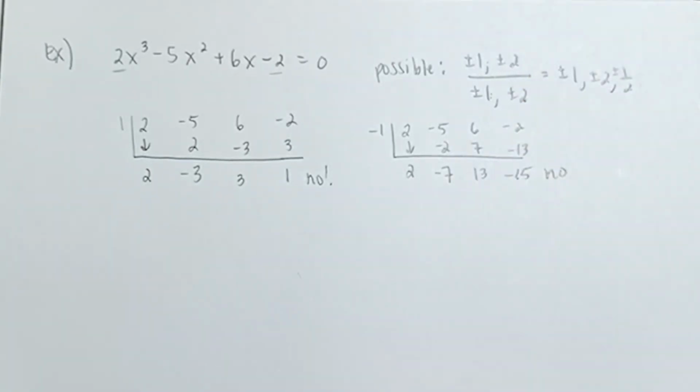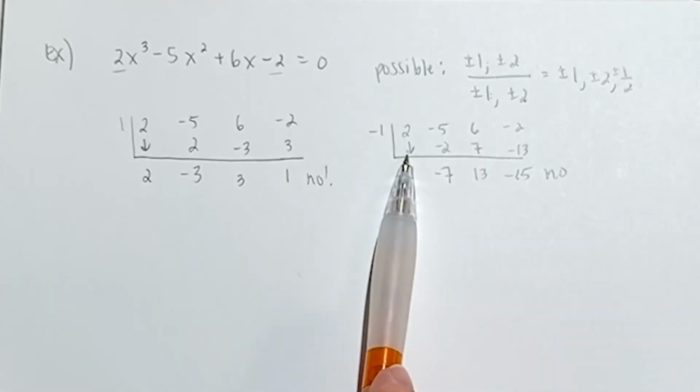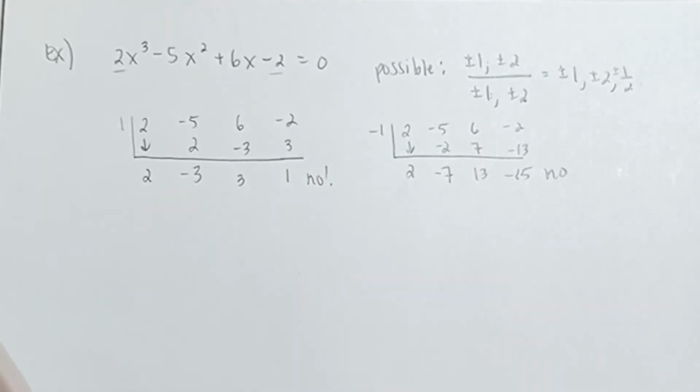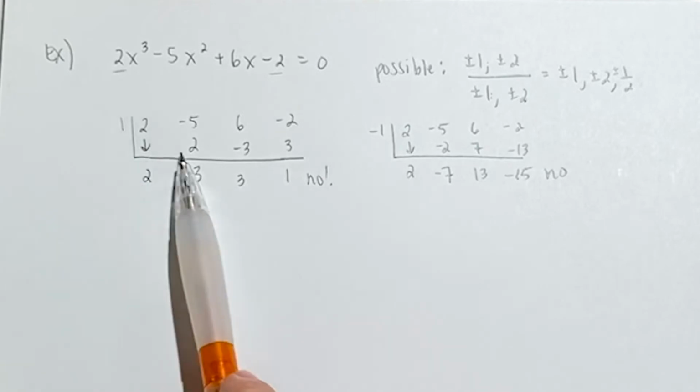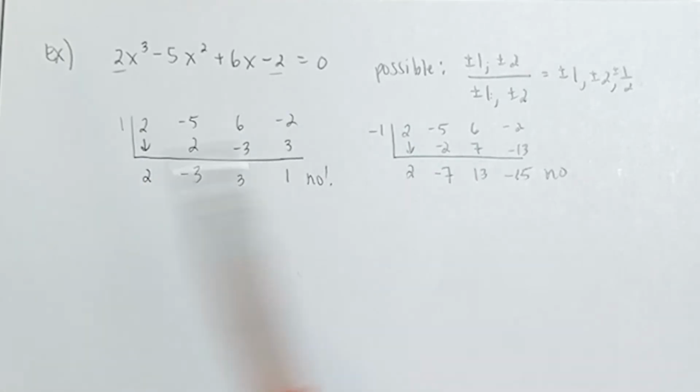That also does not give us a remainder of 0, so that one's also not a solution. It is possible for positive 1 to not work, but negative 1 to work. So I don't want you to think that just because the positive 1 does or doesn't work, the negative solution is going to give you the same outcome. Don't get that in your head.